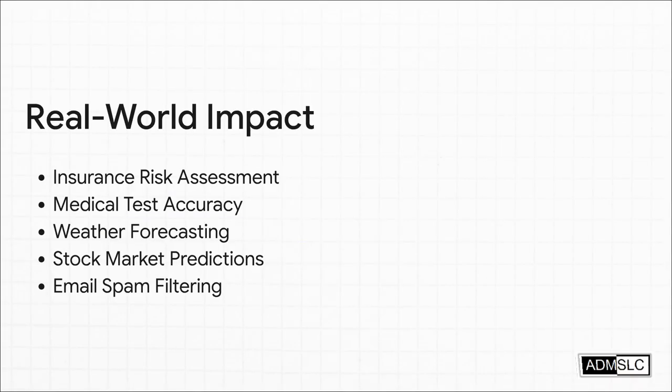And believe me, this is not just academic theory. These 4 numbers are the engine running behind so many critical real-world decisions. Insurance companies use them to assess risk. Doctors use them to understand the accuracy of medical tests. They're fundamental to weather forecasting, stock market predictions, and even the spam filter that's working in your email inbox right now.